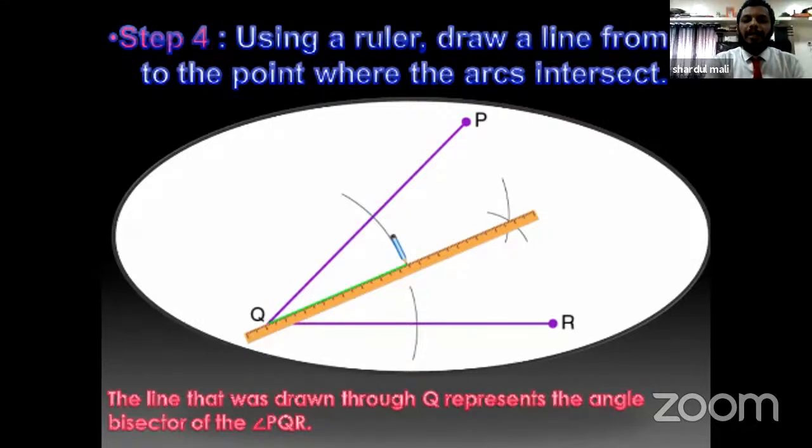Here we can get an angle bisector of the angle PQR. The line that was drawn from the point Q represents the angle bisector of angle PQR.